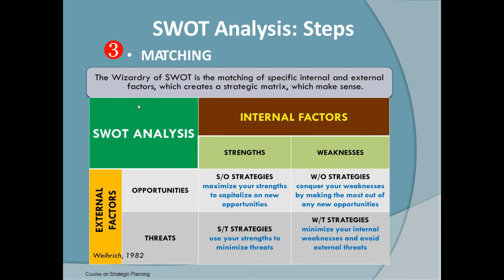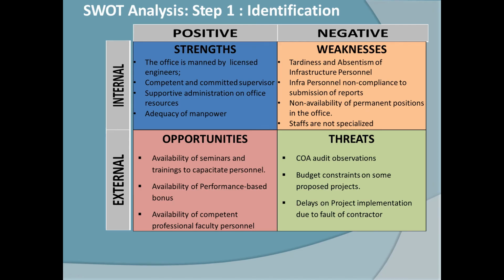So moving on to our example. Let us have this step 1. This is actually an example for an infrastructure unit of a certain university. There are strengths, weaknesses, opportunities, and threats that are identified here. Say for the internal environment, we have the strength: the office is manned by licensed engineers.